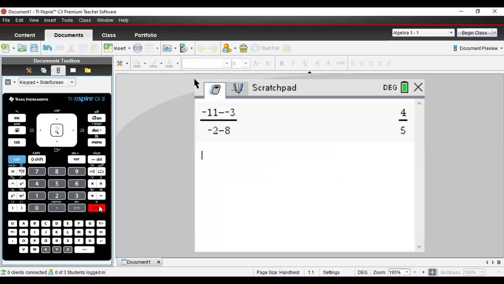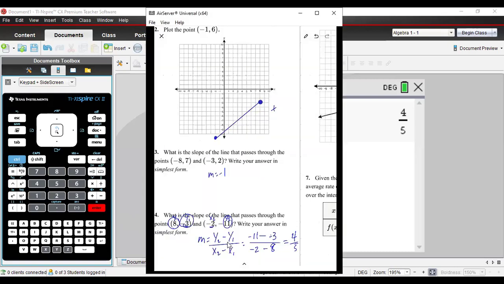As we said before, we could see that it was going to be a positive number. Let me go back to my paper, and you can see that I entered the slope of 4/5. Basically, that's all you're doing. Either you can use y2 minus y1 over x2 minus x1, or you can use rise over run once you plot it. Either way, you get the same answer.